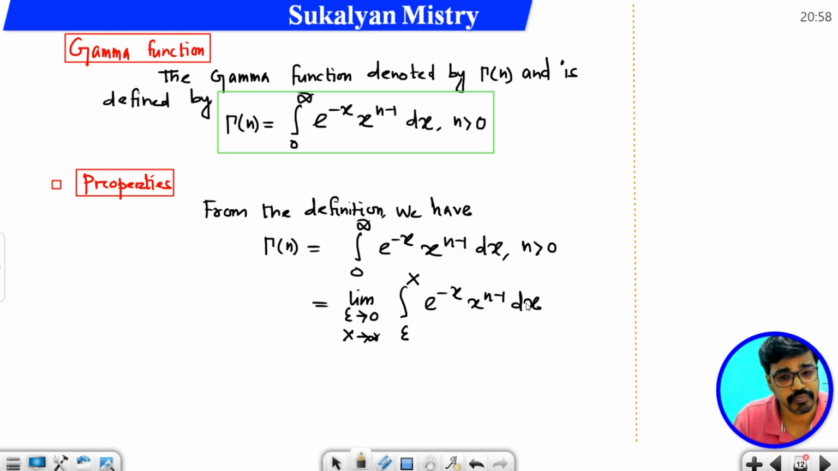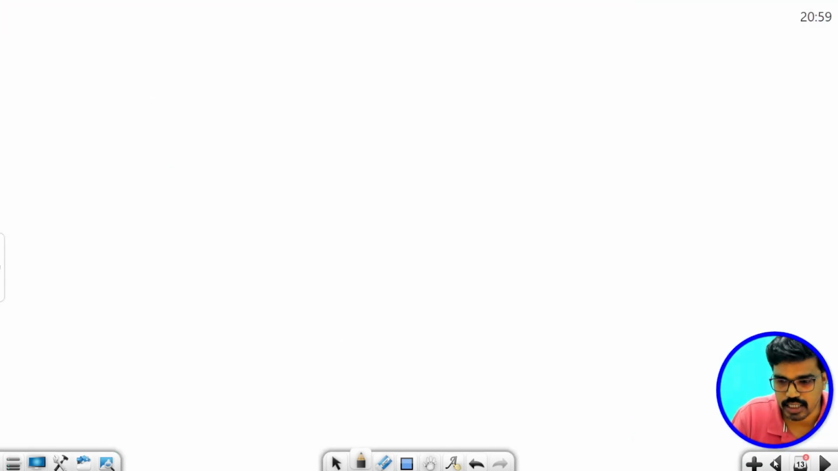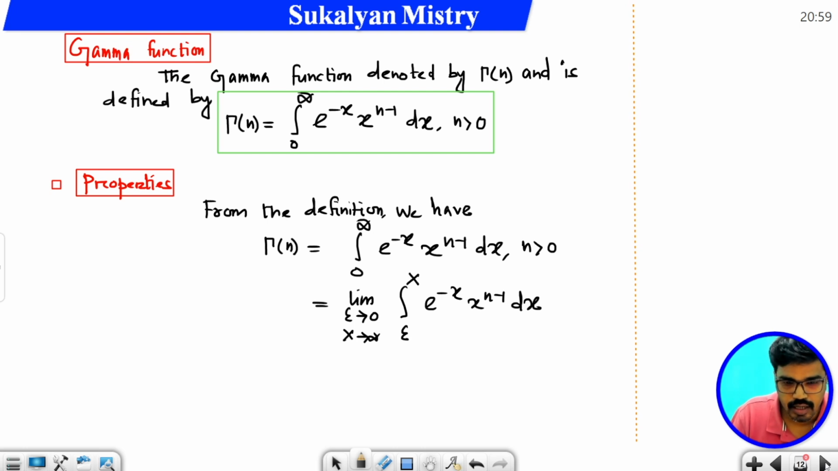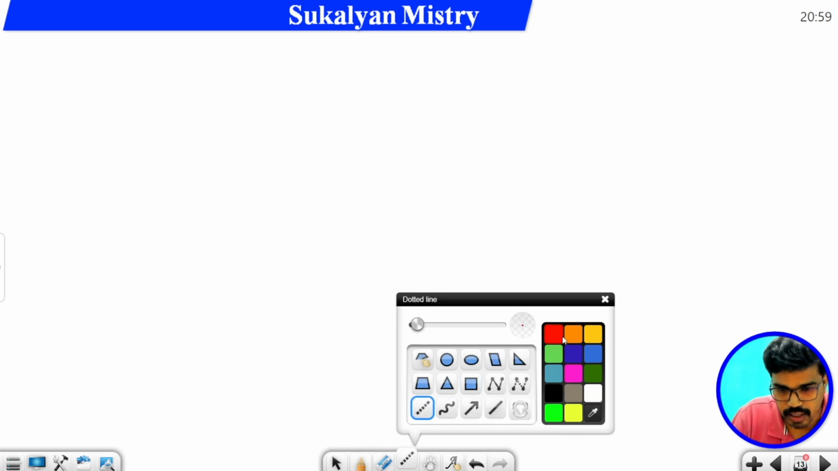Epsilon tends to 0, that means ultimately 0, and x tending to infinity, that is ultimately infinity. Okay, so now we discuss properties of gamma function. Property 1: gamma 1 is equal to 1.